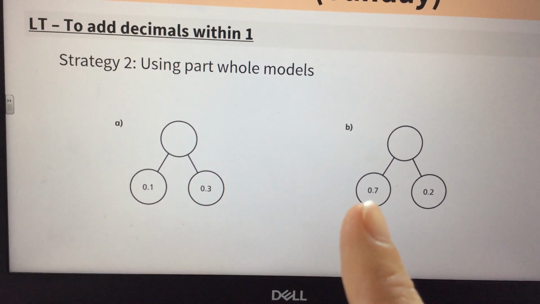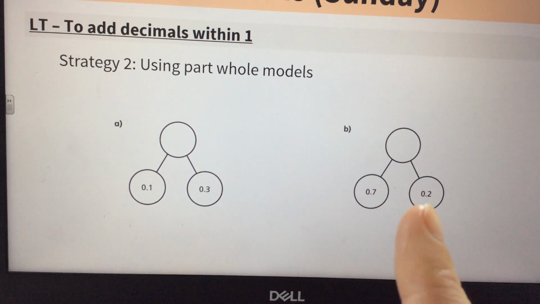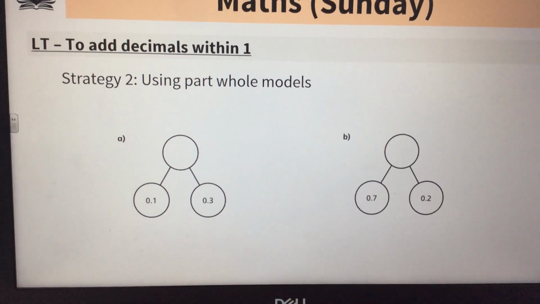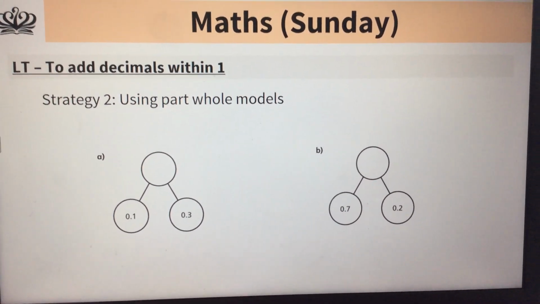Okay, for this one, 0.7, so 7 tenths, plus 0.2, 2 tenths. That would be 9 tenths, so 0.9. So you might like doing a part-whole model.